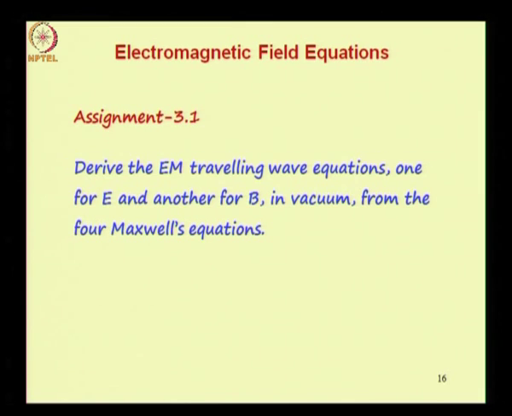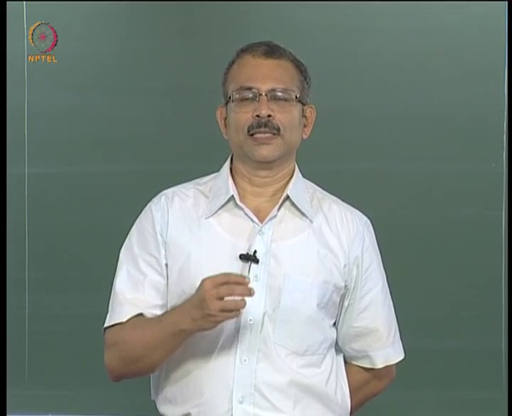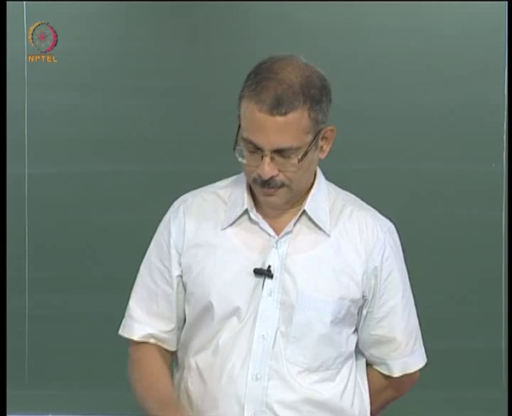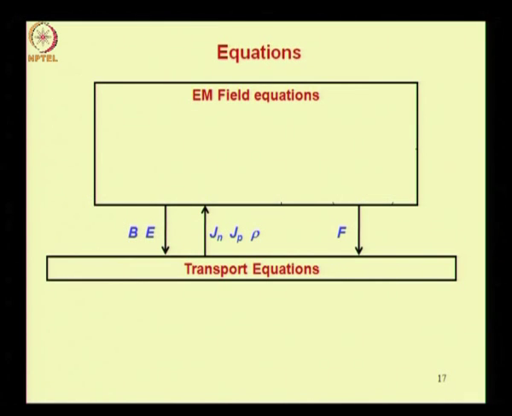An assignment for you: derive the electromagnetic travelling wave equations, one for E and another for B in vacuum, from the 4 Maxwell's equations. If you do this exercise, then you will become much more comfortable with these Maxwell's equations.